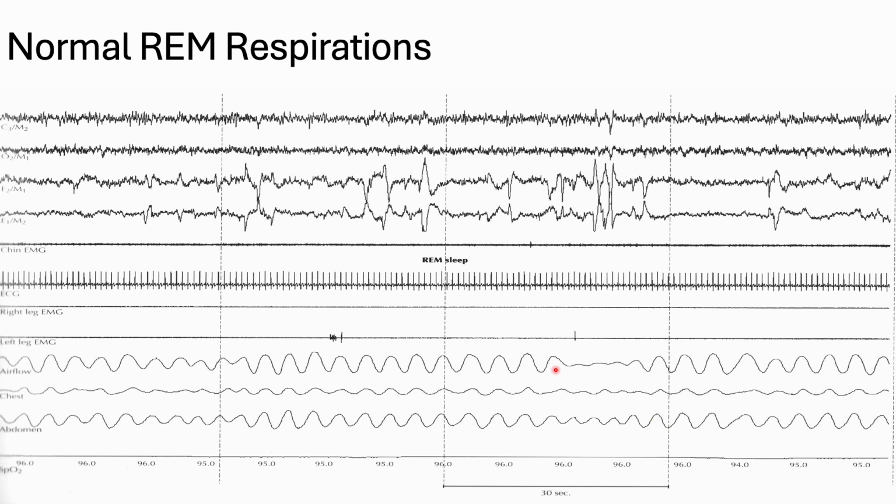So like right here, this is the airflow, and it goes down during phasic REM. Here's a little bit more. You can see the effort belt goes down a little bit, and then it comes back.